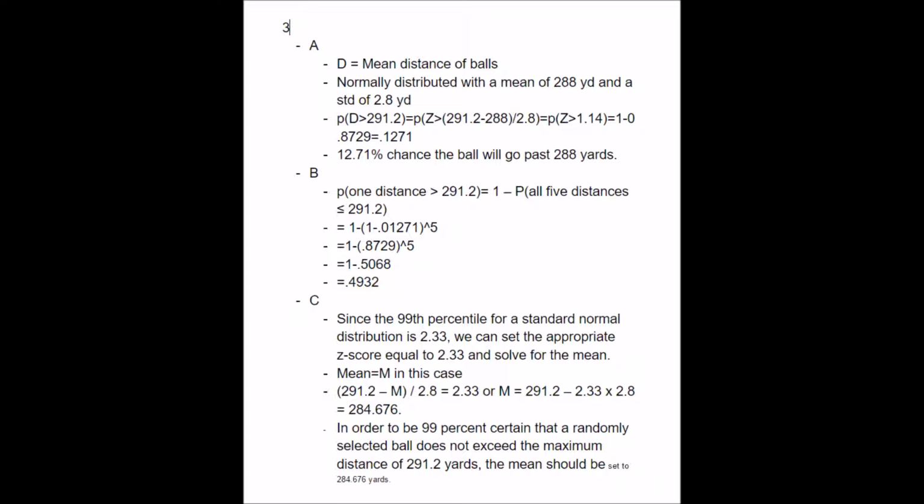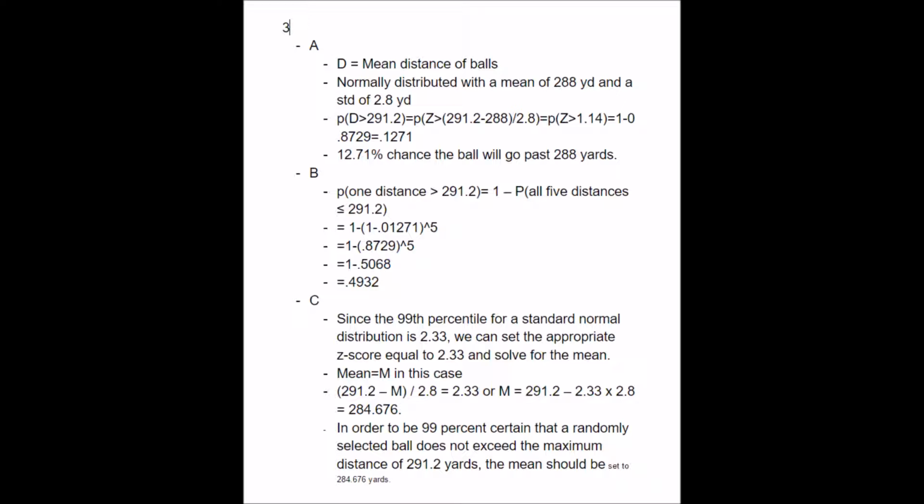And then to find the percentage that will be over that value, you have to find the complement. So we do 1 minus 0.8729, and that gives us 0.1271. So we have a 12.71% chance that the ball will go past 291.2 yards.